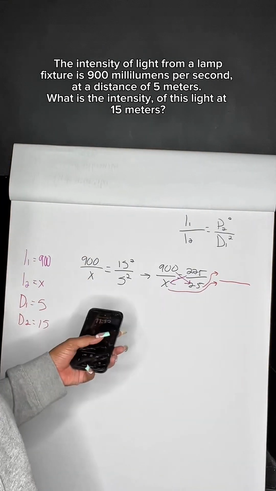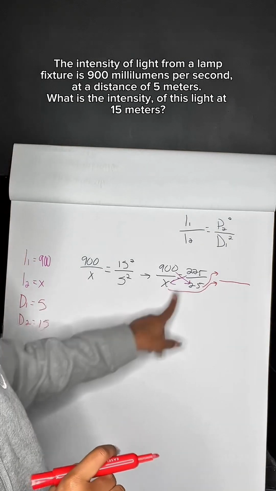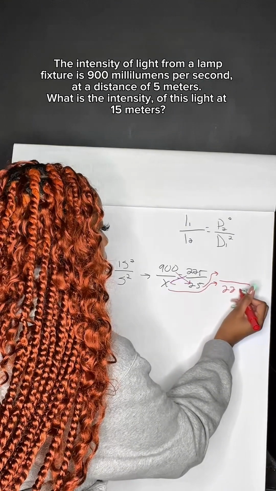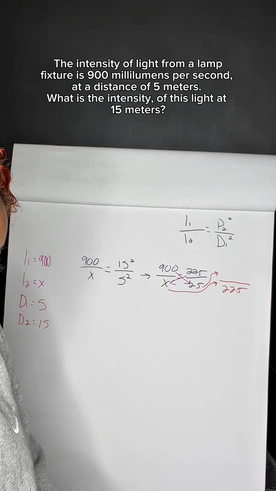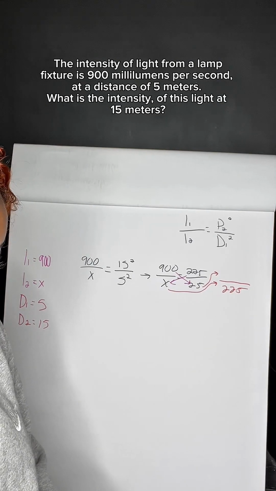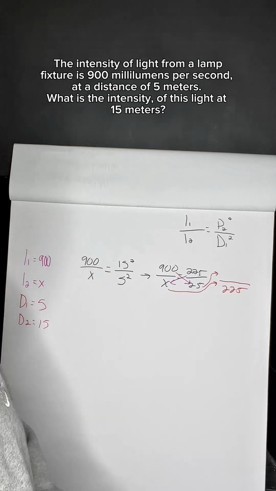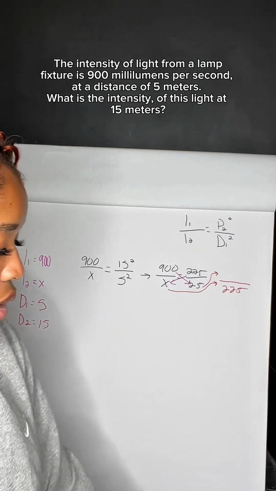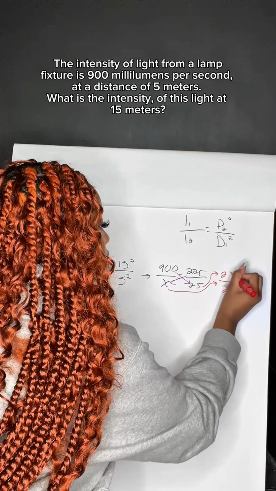So 225 by itself times x is going to be 225x, and then 900 times 25 is 22,500.